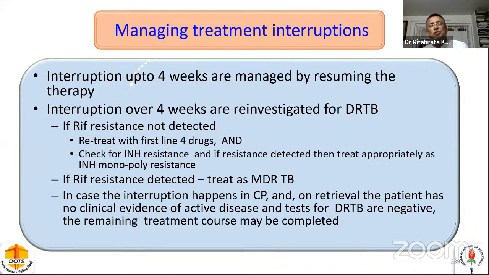So what we have told you before, for interruption of less than 4 weeks, we do not do anything special. We simply resume the therapy. If the interruption is less than 4 weeks, we resume the therapy. And as taught previously, we don't give those extra days which the child has missed after completing 6 months. So all you have to do is start therapy and complete the therapy by 6 months. You don't have to give any extra day of treatment.